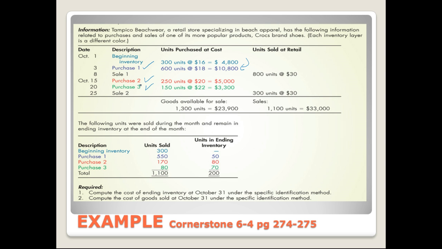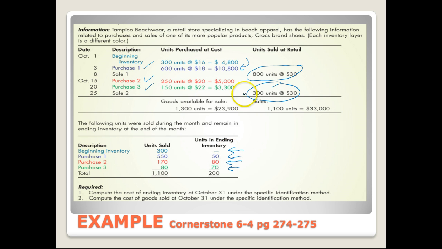Now, what this actually shows us then, it says this is what was purchased throughout the year. We also know how many they sold each time when they made sales. But notice this. They actually are showing you for each inventory category, the ones they started with, the ones they got through purchase 1, the ones they got through purchase 2, the ones they got through purchase 3. They're showing you how many were left by the end of the month.